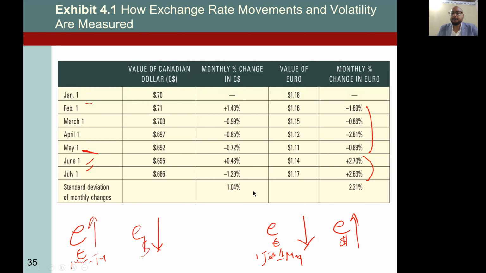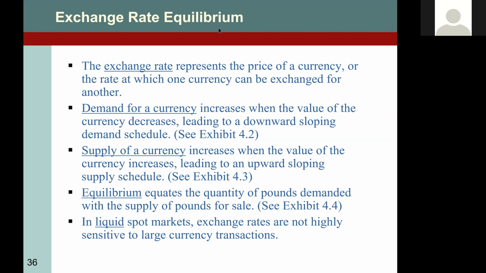right? Yes, clear. Good. So now let's come to the theoretical part here. So, exchange rate equilibrium. The exchange rate represents the price of the currency, right? $1 is equal to 0.7 euros, or 1 euro is equal to $0.7. So it is the price at which one currency can be exchanged for another.